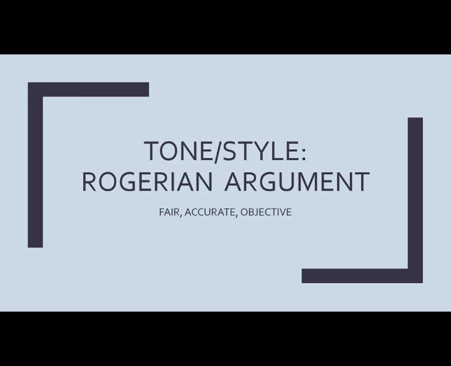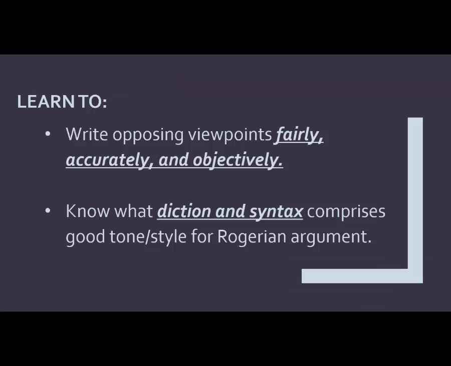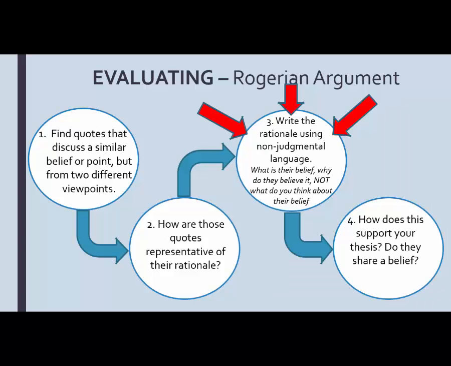So this PowerPoint is basically going to show you how to avoid coming across that way. So without further ado, let's get started. Two things we're going to be learning here are to write opposing viewpoints fairly, accurately, and objectively. And to do that, we have to know what diction and syntax comprise good tone and style for Rogerian argument. If you remember, diction is word choice, and syntax is how you arrange those words you choose to use into an effective sentence.